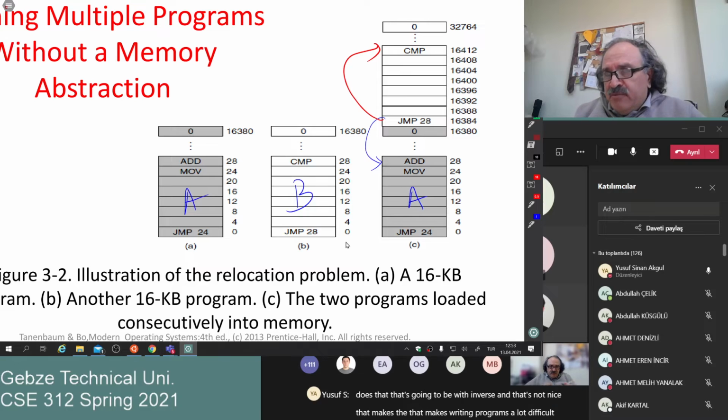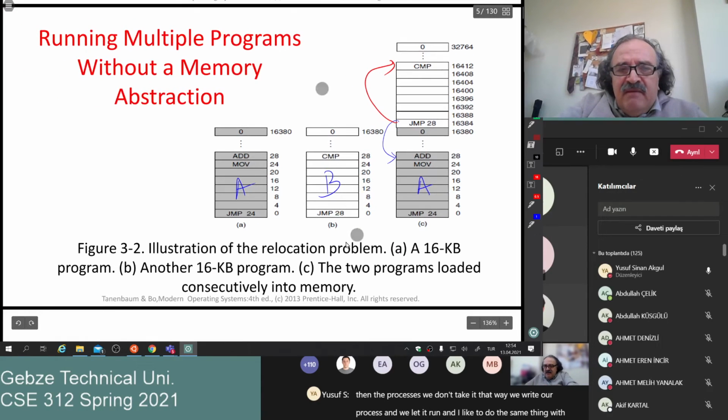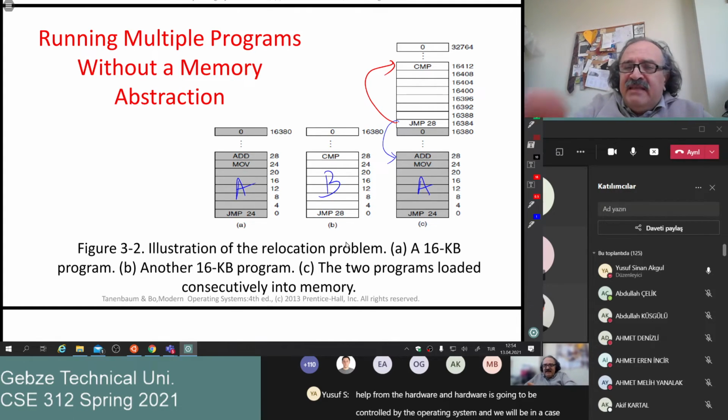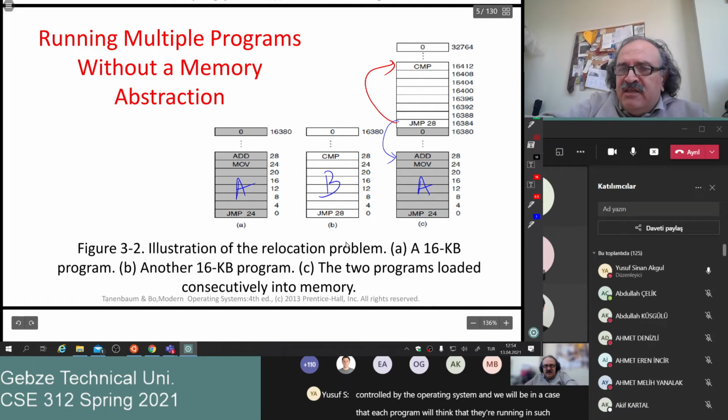You have to think about the other programs. It's like writing multi-programs, but you have to think about the other programs. It is difficult. So in processes, we don't think that way. We write our processes and we let them run. And I would like to do the same thing with the memory. So we are going to get help from the hardware, and the hardware is going to be controlled by the operating system. And we will be in a case where each program will think that it is running on such a nice machine. In fact, they are using different parts of the memory and their addresses are different.